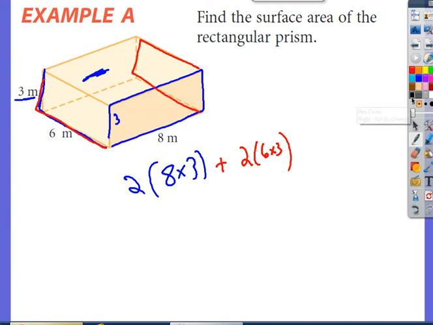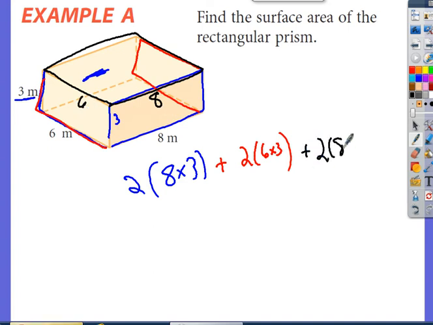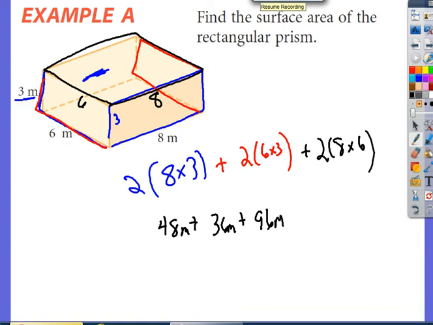Then we're going to have the top and the bottom. And the top, we got 8 right here, and we got 6 right there. So that's 2 times 8 times 6. And that's our problem. We do all these calculations, and that's the surface area. So we get 48 meters, 36 meters, and 96 meters.